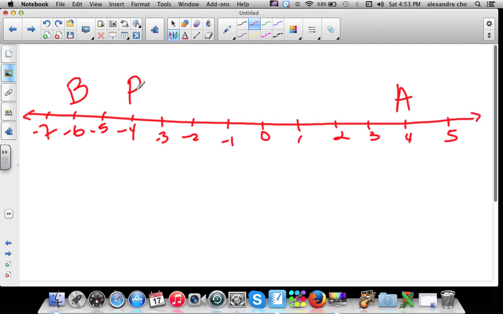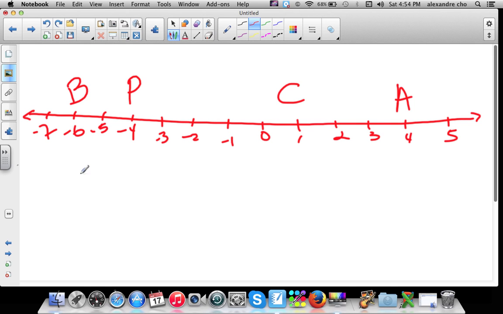And then it says label point C, a number greater than P. Well, to be greater than P, you have to be on its right side. So any number, -3, -2, -1, 0, 1, 2, 3, 4, 5, any of these numbers would have been okay. So let's not make this too complicated, and let's just pick 1. 1 is greater than -4, so let's call that C. And that's it.